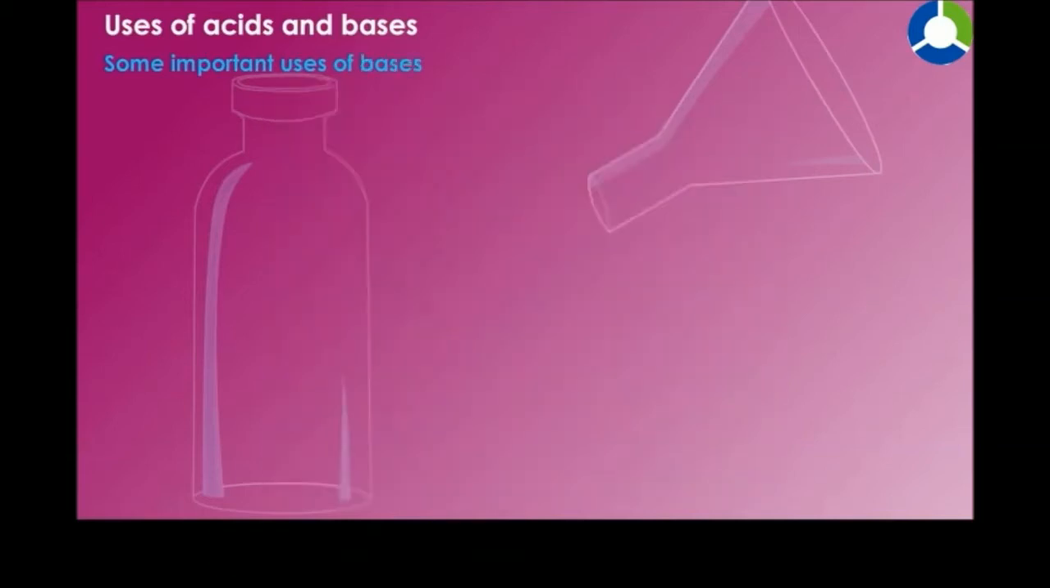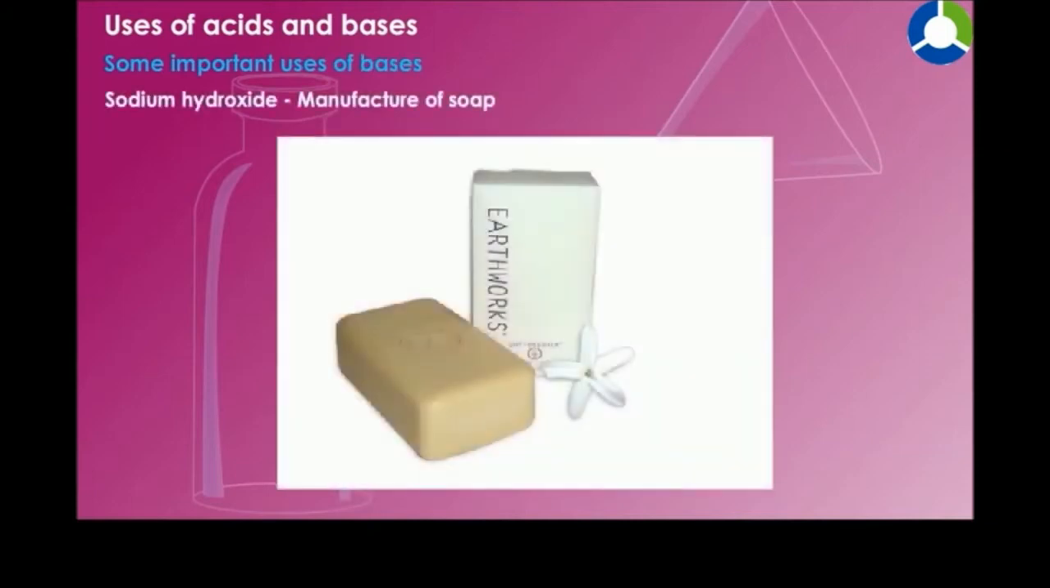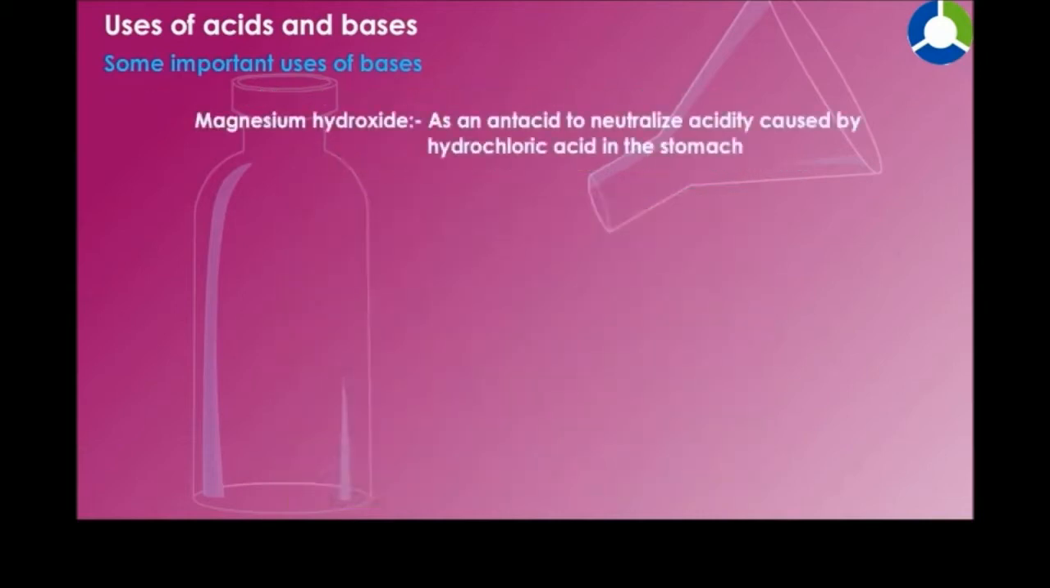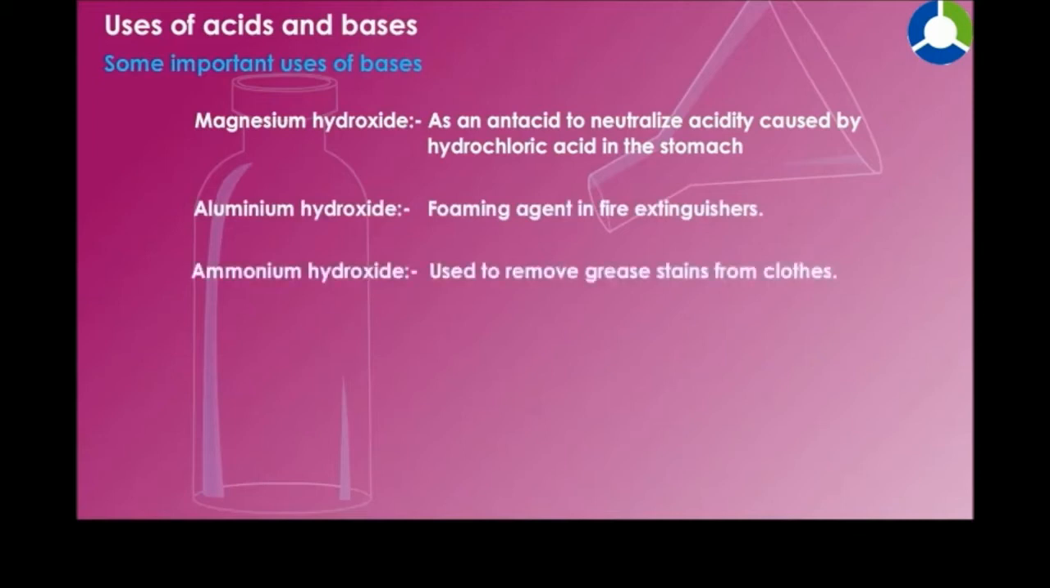Some important uses of bases. Sodium hydroxide: manufacture of soap. Calcium hydroxide: manufacture of bleaching powder, mortar, softening of hard water, neutralizing acid in the soil and in water supplies. Magnesium hydroxide: as an antacid to neutralize acidity caused by hydrochloric acid in the stomach. Aluminium hydroxide: foaming agent in fire extinguishers. Ammonium hydroxide: used to remove grease stains from clothes. Potassium hydroxide: alkaline batteries.